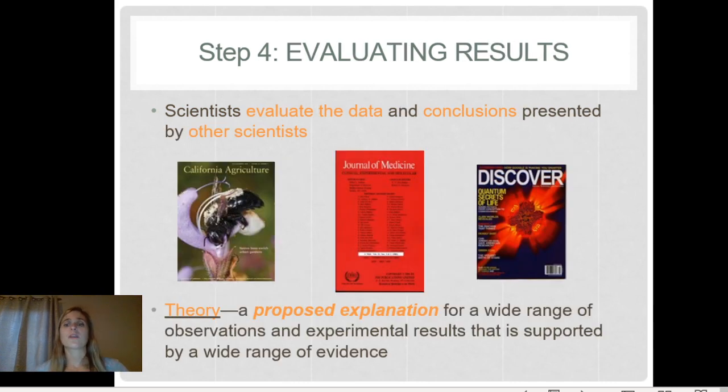When we're evaluating our results, we look at our results, and then we also look at the data and conclusions presented by other scientists. It helps us get peer material from other people in order to validate our results. And if you go through the whole process, eventually you can get to where you propose a theory, which is a proposed explanation for a wide range of observations and experimental results that is supported by a wide range of evidence.